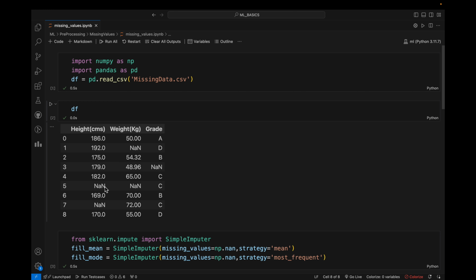And there are some missing values which are represented with NaN. Okay. So these two missing values I need to fill. And similarly, in weight also, there are some missing values. And similarly, in case of grade also, there are some missing values.